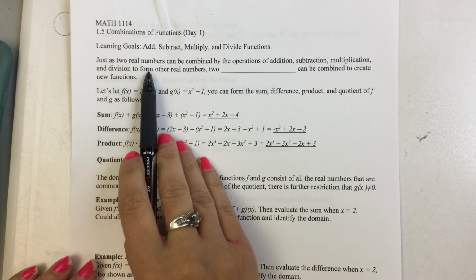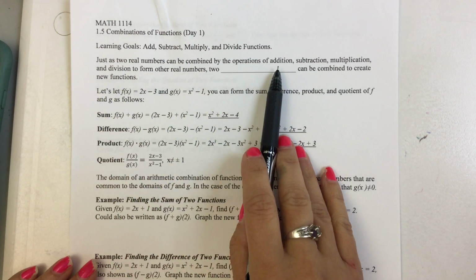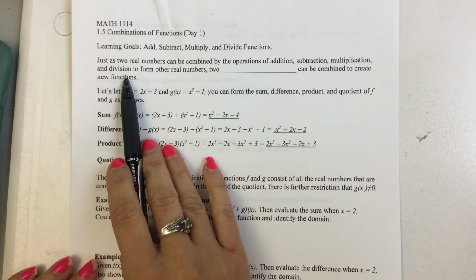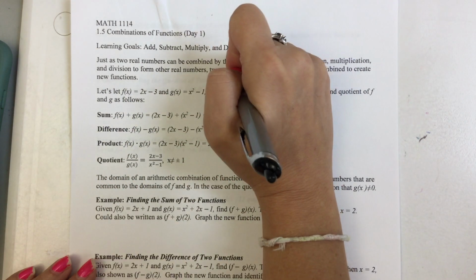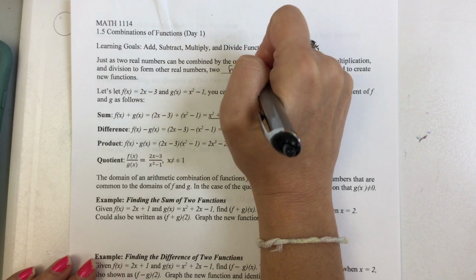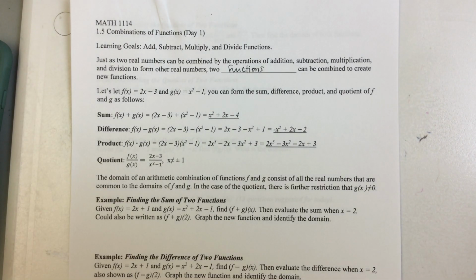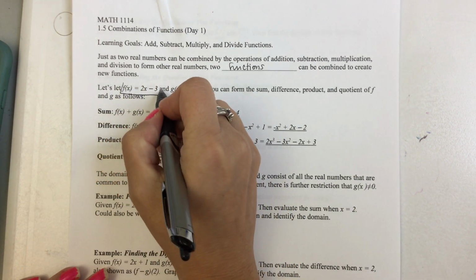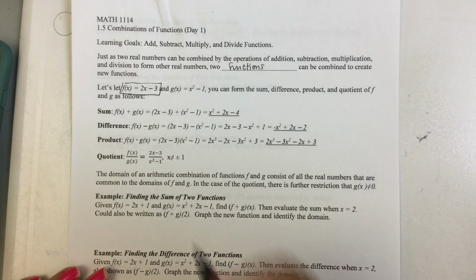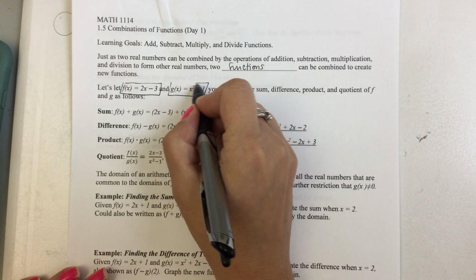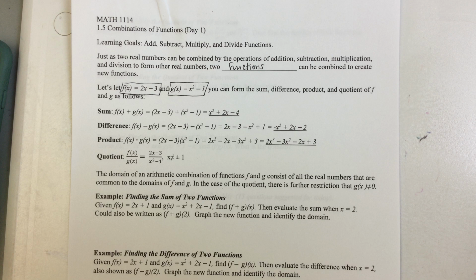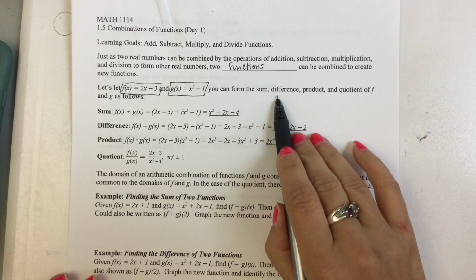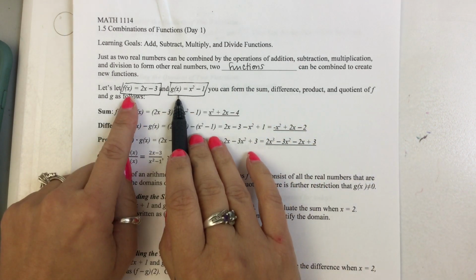Just like you can take two real numbers and combine them by adding, subtracting, multiplying, or dividing to get another real number, two functions can be combined to create new functions. For example, if I have f of x equals 2x minus 3 and g of x equals x squared minus 1, I can form a new function by finding the sum, difference, product, or quotient of those two functions.